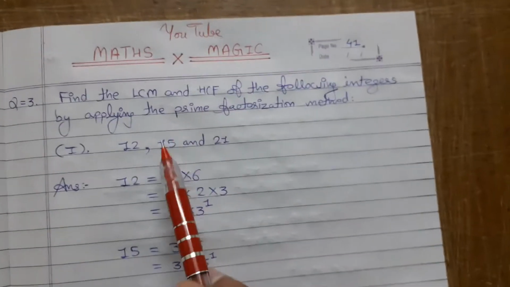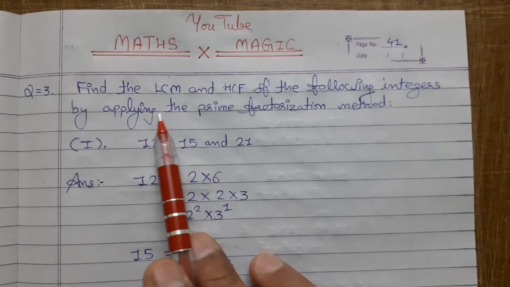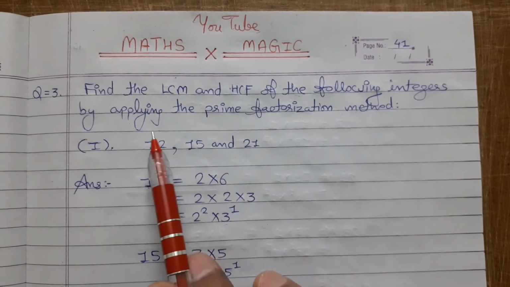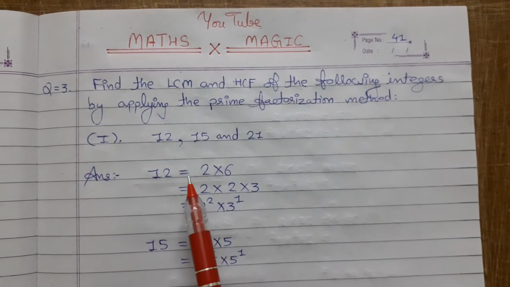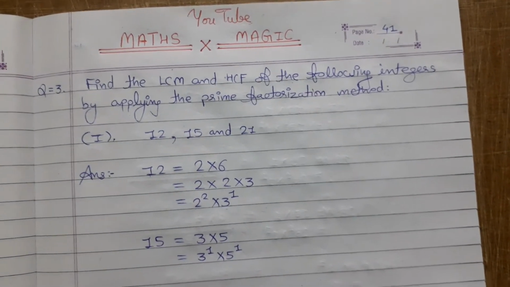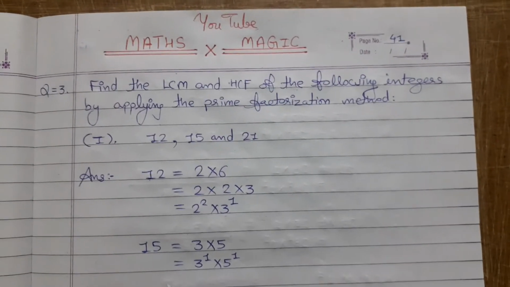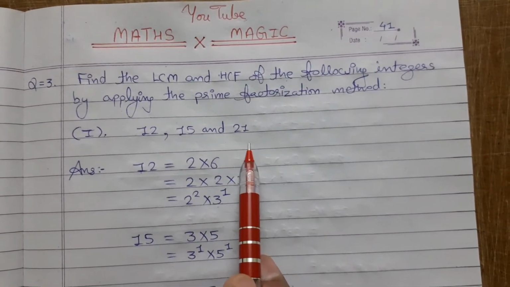Now moving on to the next question. Find the LCM and HCF of the following integers by applying the prime factorization method. Prime factorization method means we have to find the prime factors of the given value. Here 3 values are given: 12, 15 and 21.